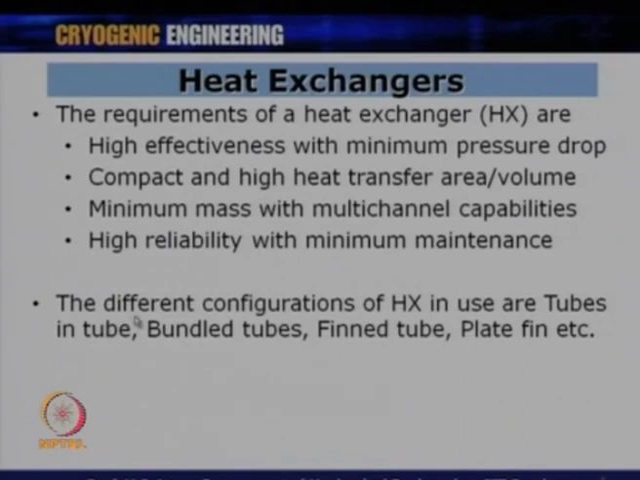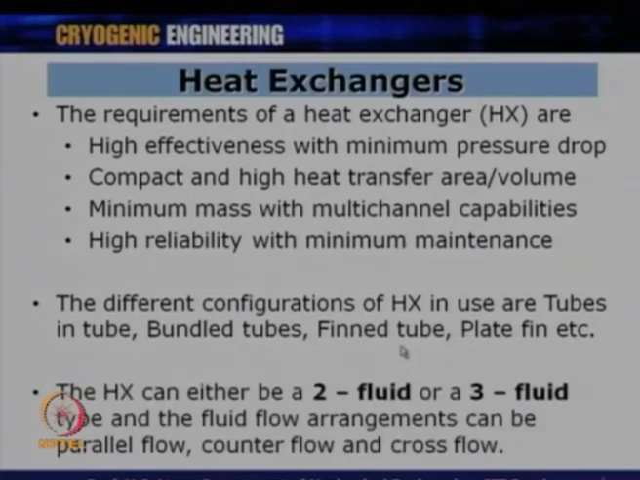Now, there are different configurations possible for cryogenic heat exchangers, and they are tubes in tube, bundle tubes, fin tubes, and plate fin heat exchangers. So, different kinds of heat exchangers could be used, and in order to maximize the heat transfer area per unit volume, we can have various structures. We can have many tubes in tube. We can see that in the next slide. We can have fin tubes. We can have plate fin heat exchangers also.